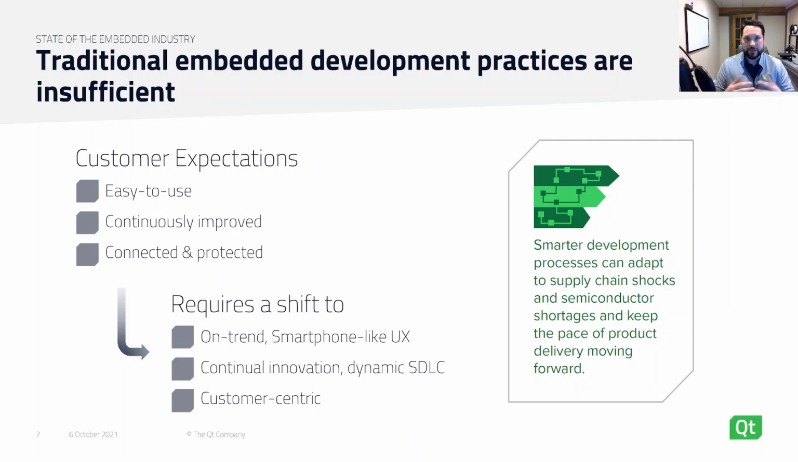And then lastly, we can't overlook sort of these most recent factors pushing this impetus for change, right? The supply chain crisis. Thank you, COVID-19 and the pandemic. We need these smarter development processes that can adapt to the supply chain shocks, the chip shortages, and keep our pace of product delivery moving forward.